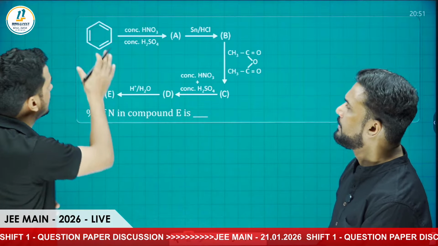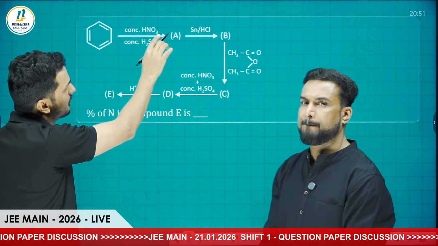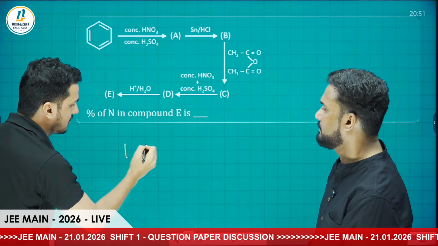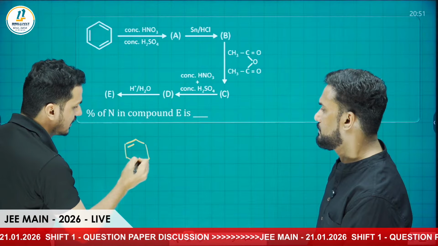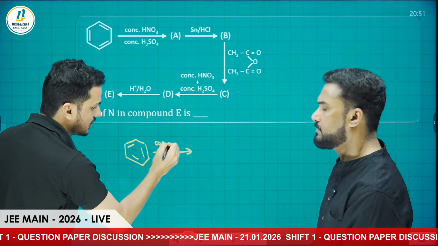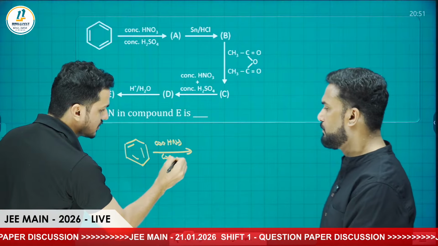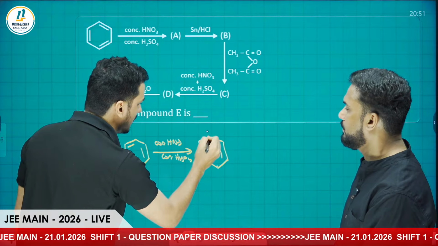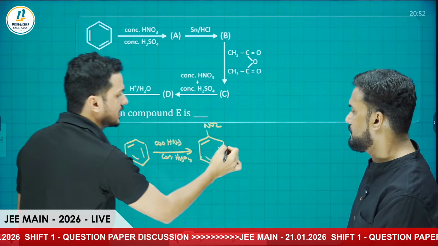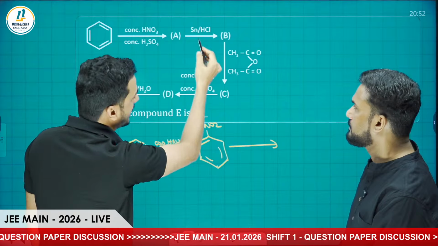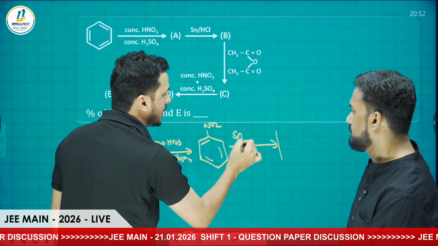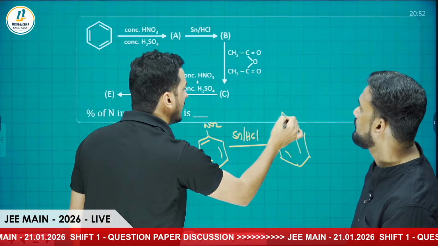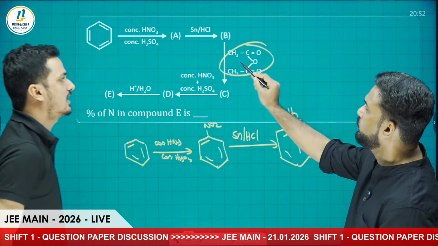You can see here, dears, benzene is there that we are treating with concentrated HNO3 and concentrated H2SO4. That is nitration. They directly gave the nitrating mixture. Benzene reacts with concentrated HNO3 and concentrated H2SO4 and you will get nitrobenzene. Then reduction of nitrobenzene: whenever they are showing Sn/HCl or Fe/HCl, you will get aniline. Then aniline with acetic anhydride.